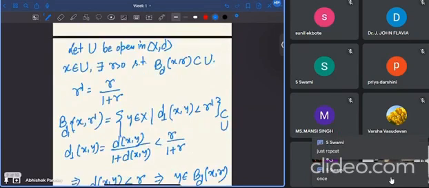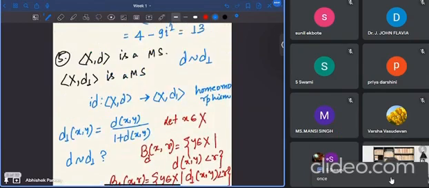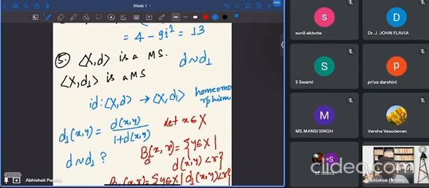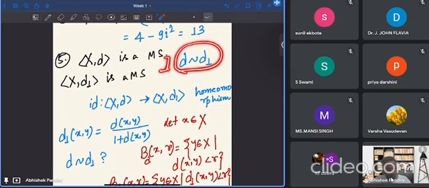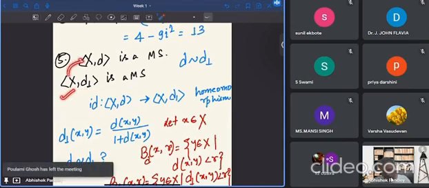Okay, so I will repeat it. Suppose you have a set X. You have defined two metrics d and d1 on X such that X comma d is a metric space and X comma d1 is again a metric space. We say that these two metric spaces are equivalent, or they induce the same topology, if you take an open set U in this one, it will again be an open set in this one, and if you take any open set in this one, that will be open in this one.